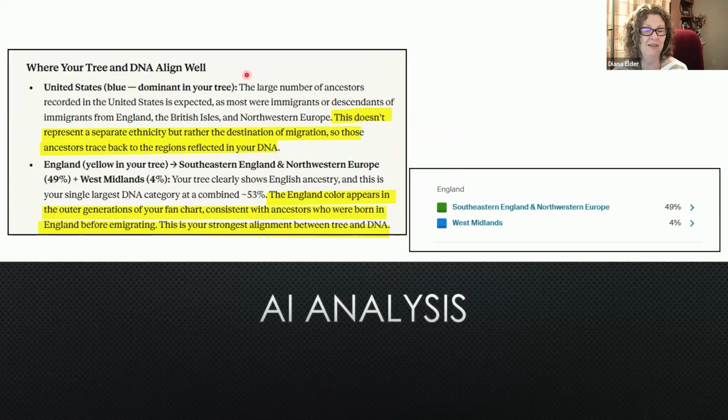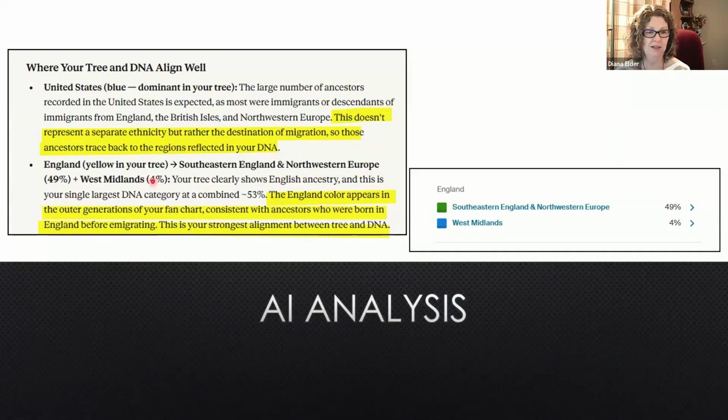And it says the large number of ancestors recorded in the US is expected, as most were immigrants or descendants of immigrants from England, the British Isles, and Northwestern Europe. So we know that. We know that colonial Americans, there were of course some Germans and some others, but there was just a large immigration that came from the British Isles. This doesn't represent a separate ethnicity, but rather the destiny of migration. So those ancestors trace back to the regions reflected in your DNA. Well, I agree with that pretty well.